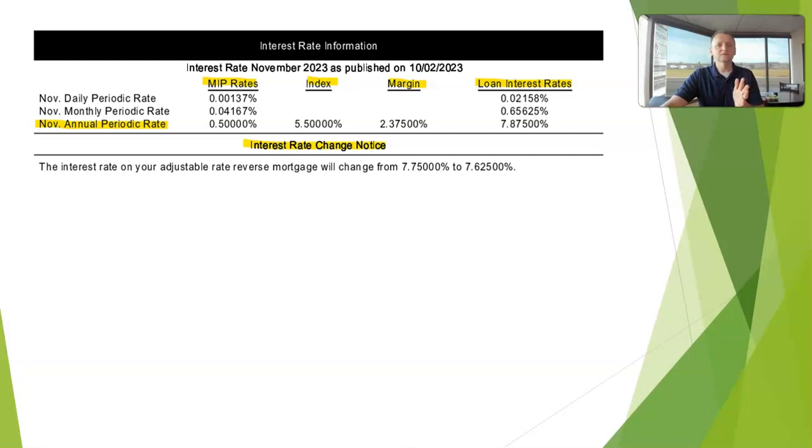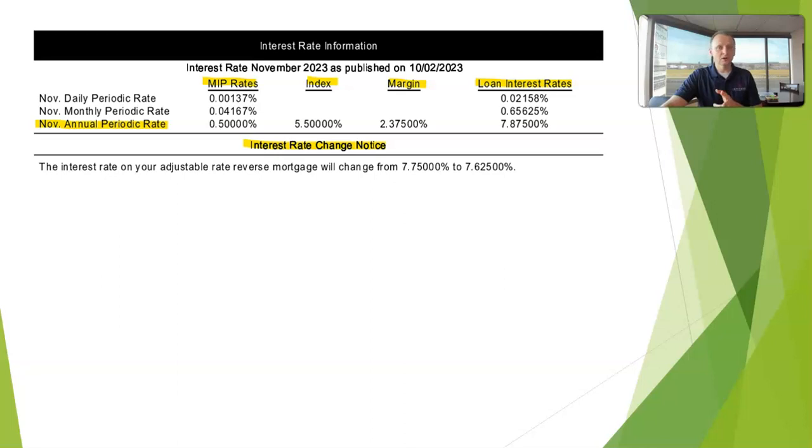These columns, these are the various breakdowns of those interest rates. And so you have your mortgage insurance rate, which right now is generally 0.5%. If you have an older reverse mortgage, it might be 1.25%, but the vast majority of reverse mortgages are at 0.5. That's on an annual basis, and again, that's what's going to FHA and HUD.